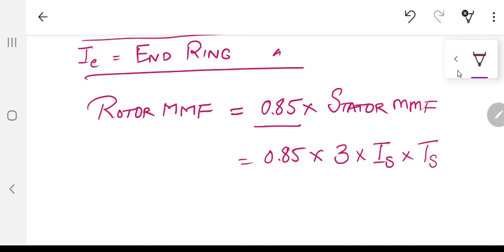This is very important. This is either going to be TS or TPH. It's totally up to you, whatever you want to use. But again this is going to be per phase, so this is going to be the stator MMF. So this is going to be 0.85 into 3 into IS into TPH.